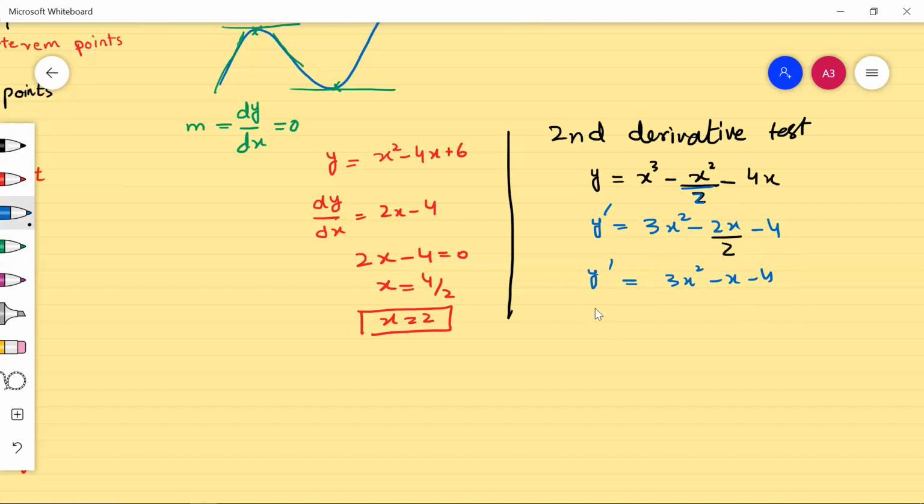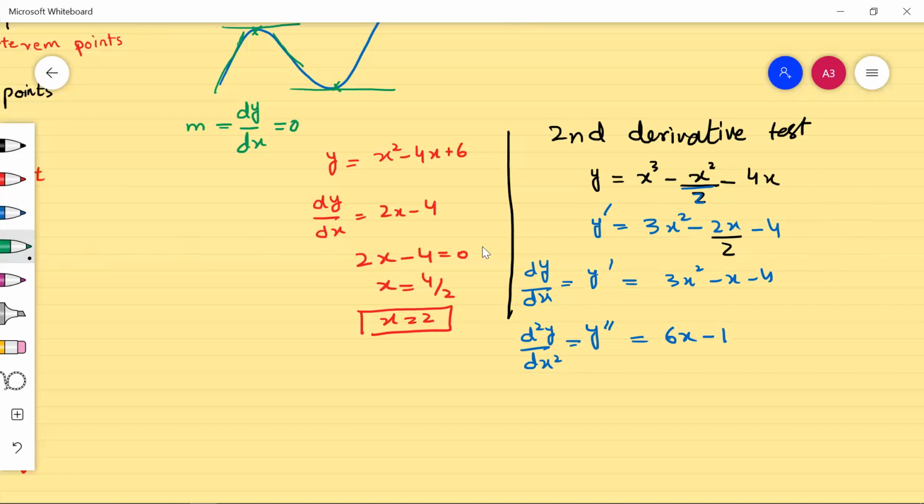After this, find the second derivative. The second derivative is 6x - 1. This is the second derivative. The prime shows that this is actually dy/dx, while the second derivative we represent as d²y/dx². Now in this curve we have at least two stationary points.